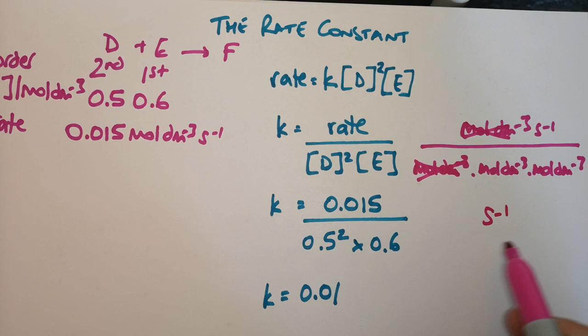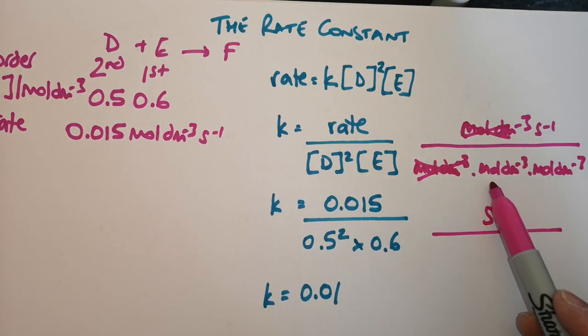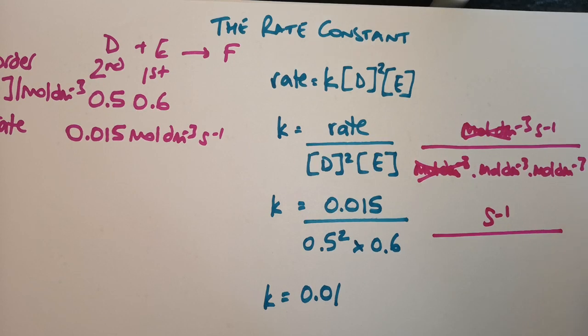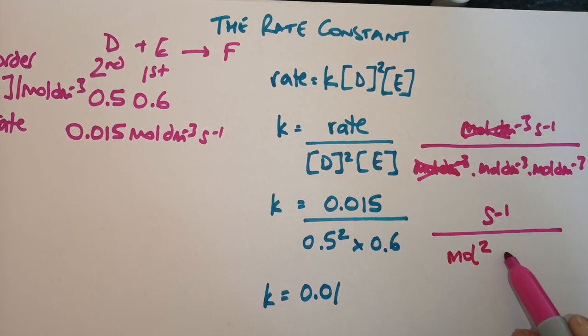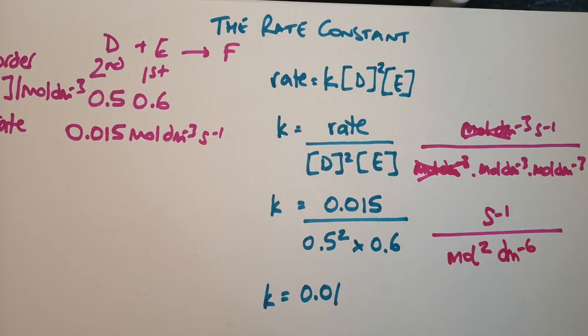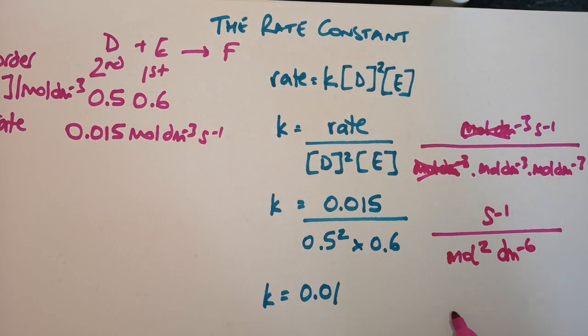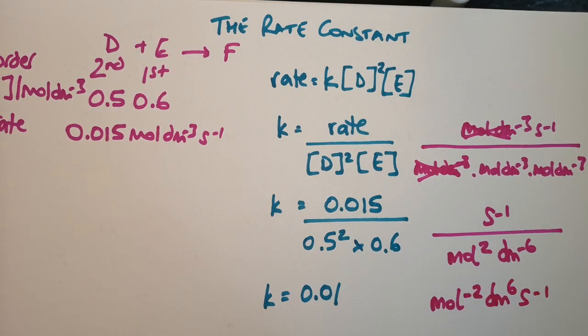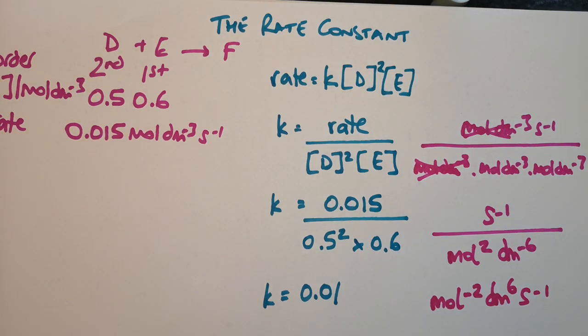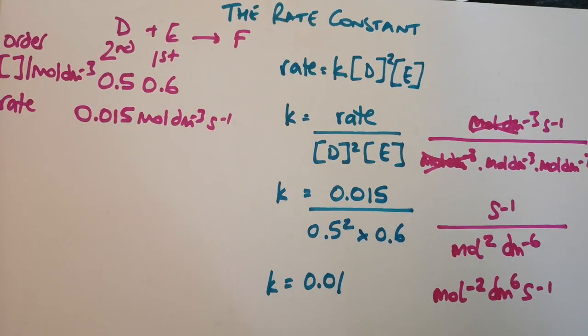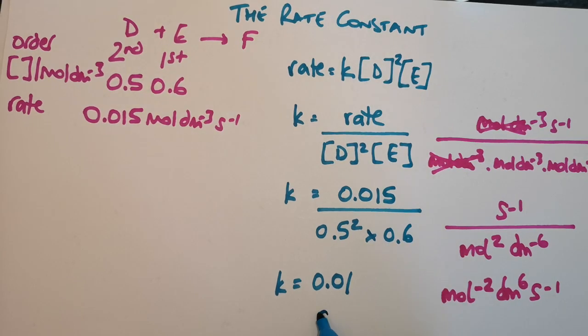So if I keep my s to the minus 1 on the top, if I multiply moles per decimeter cubed by moles per decimeter cubed, I get moles squared decimeter to the minus 6. Now if I want to take that up to the top, I need to invert the indices. So that becomes moles to the minus 2 dm to the positive 6 s to the minus 1. And remembering that we, by convention, put the positive indices first, that means that the units for this are dm to the 6 moles to the minus 2 s to the minus 1.